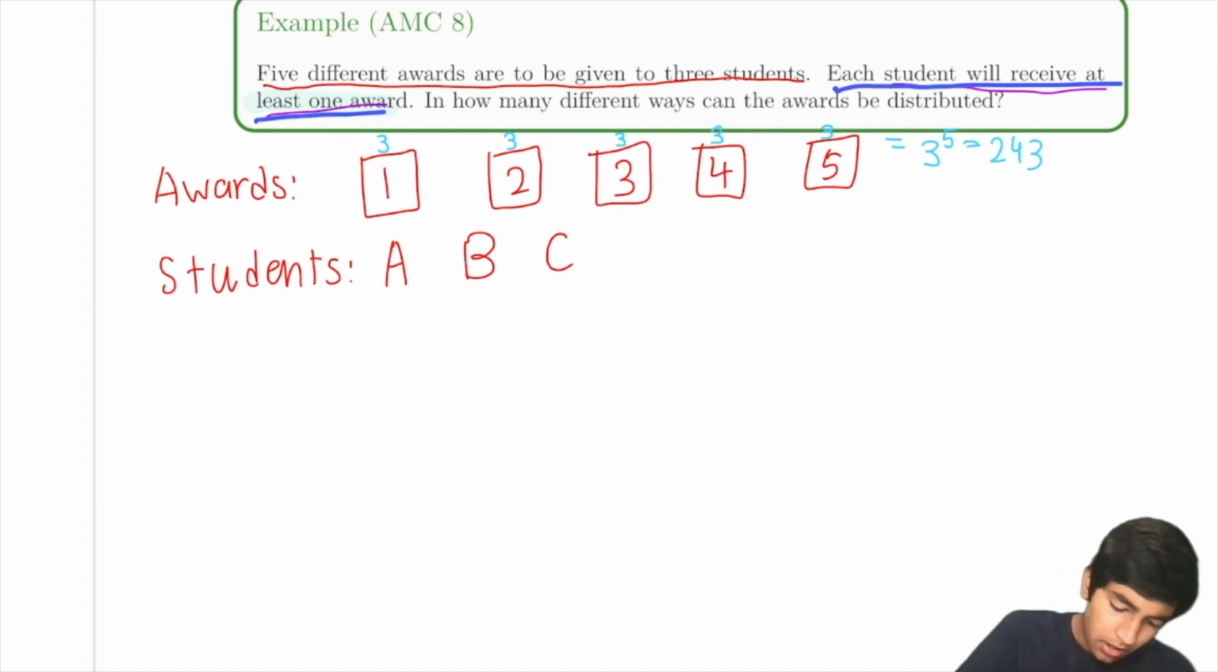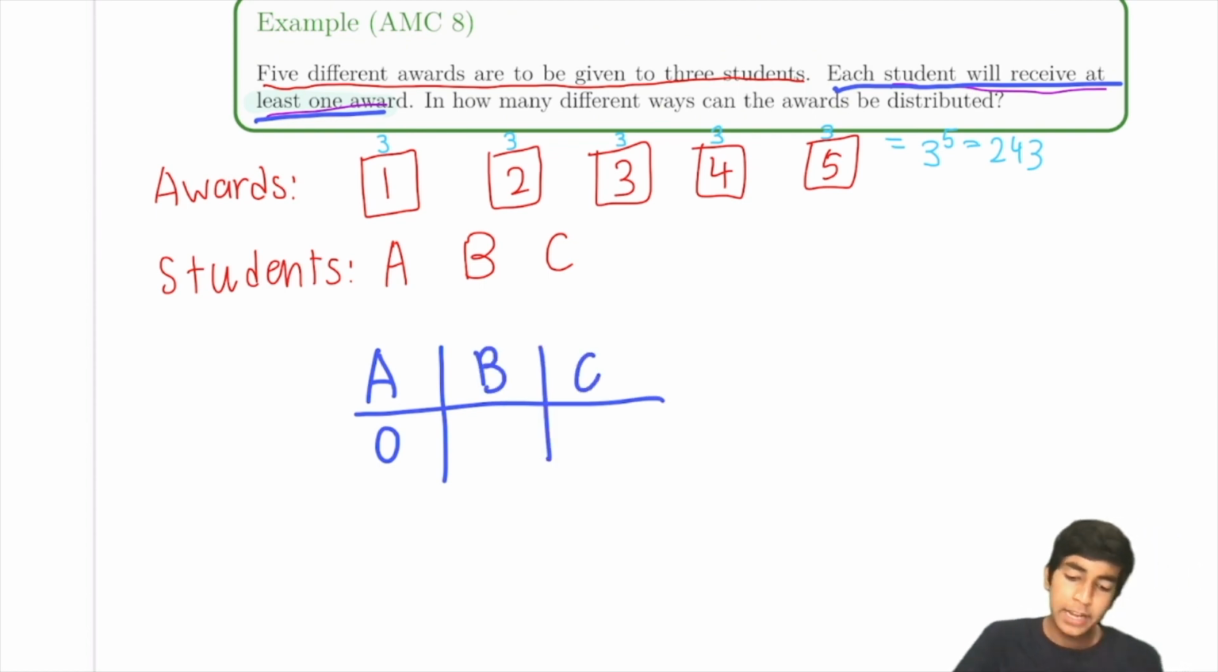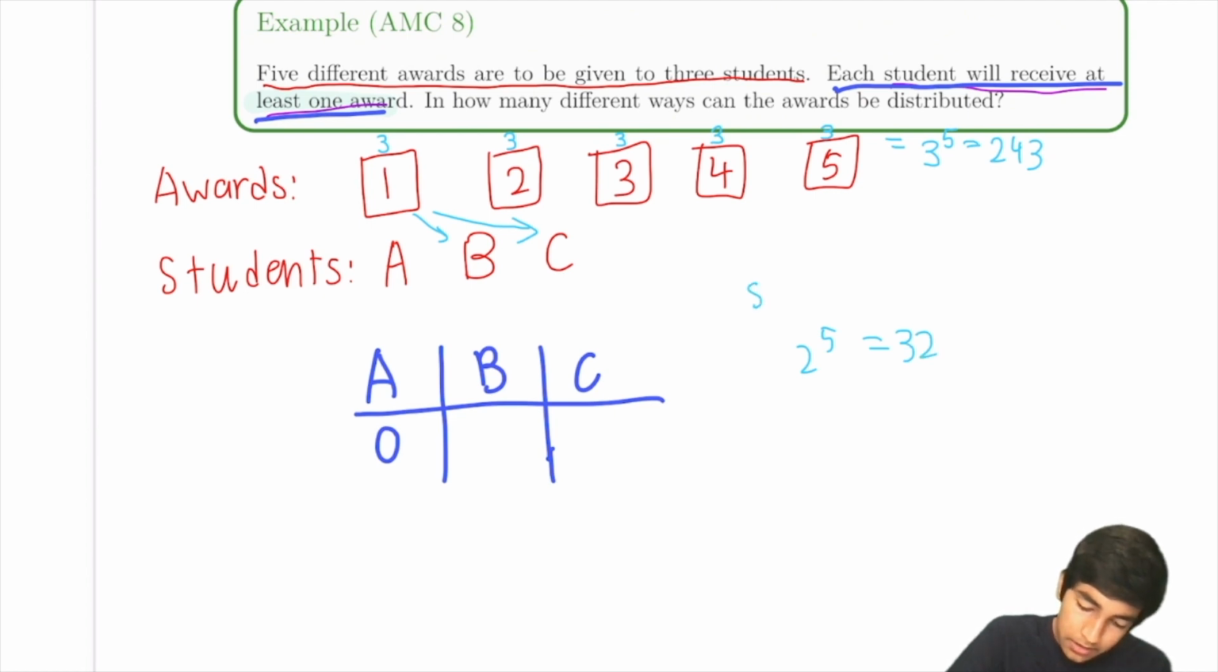Okay, let's see. What happens if student A receives no awards? Well, then the 2 remaining students must receive the 5 awards. Now, each of the 5 awards only has 2 choices, to student B or to student C. So there's 2 to the 5 equals 32 ways where student A gets no award.